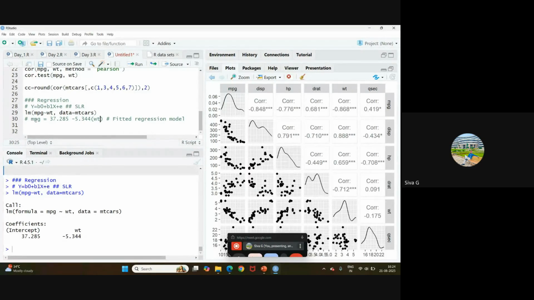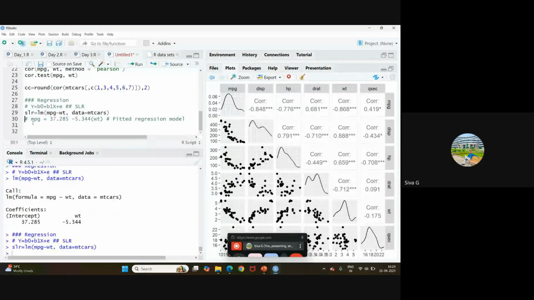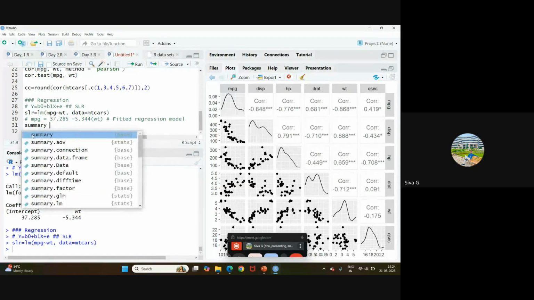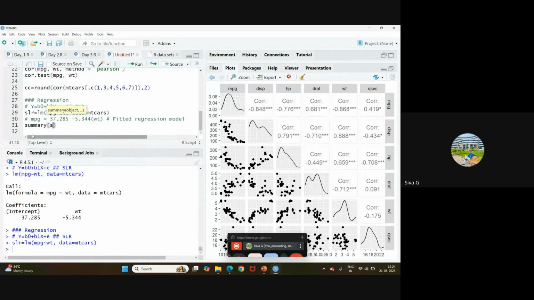So for that, just do one thing. This model is right. Store this model into an object. Let us say I will store it in SLR, the simple linear regression model. I am running this one. Yes, I am storing the model output into SLR. Now take the summary of my model, that is SLR. Summary is nothing but descriptive statistics. Just a minute.